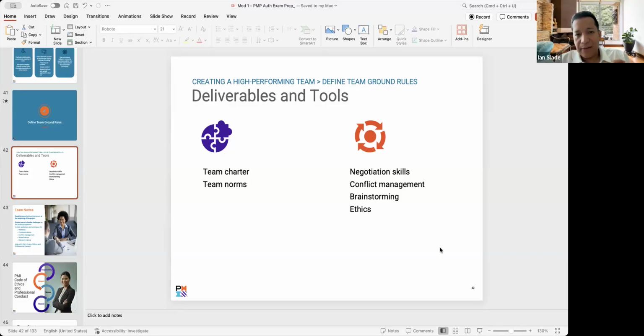The most important thing, and again, PMI doesn't dictate what that is for you, but the most important thing is that you at least have one. Have a document that captures your ground rules.